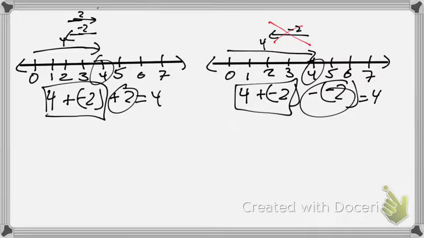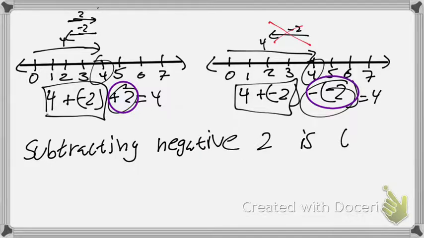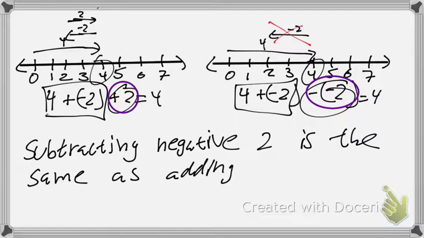So we take away that negative, it basically takes us back to the right. So, just like before, I want you guys to see that adding 2 is the same as subtracting negative 2. So let's write that. Actually, no, let me fix that. Sorry about that. Subtracting negative 2 is the same as adding positive 2. So subtracting a negative 2 is the same as adding a positive 2.